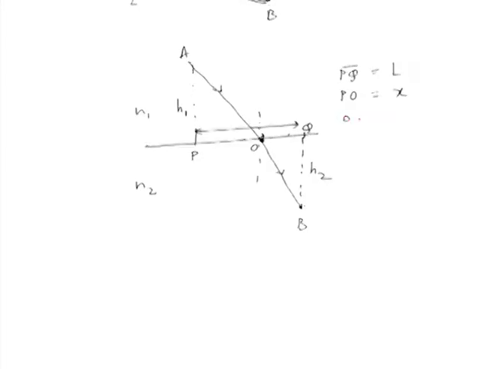Well, let us do that. Definitely, what is OQ? This is L minus X. What is the time it takes to travel this distance AOB? Let us say this is capital T. This distance AO is in medium 1, where I have the refractive index N1.